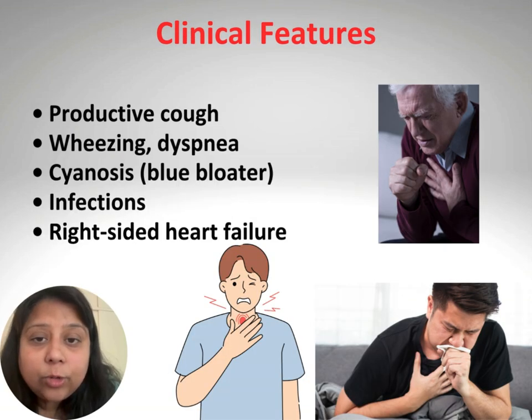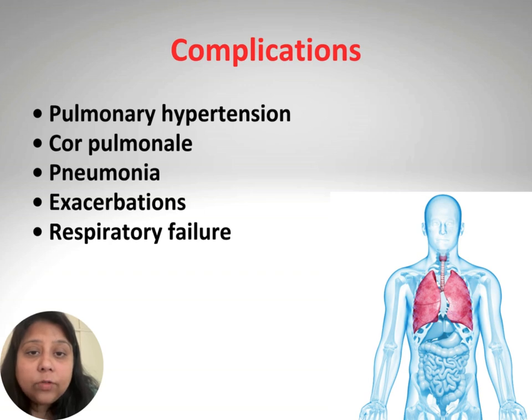A patient with chronic bronchitis presents with productive cough, wheezing, dyspnea, cyanosis, that's why also known as blue bloater, frequent infections, and right sided heart failure. The complications of chronic bronchitis include pulmonary hypertension, cor pulmonale, pneumonia, exacerbations of acute infections, and respiratory failure.